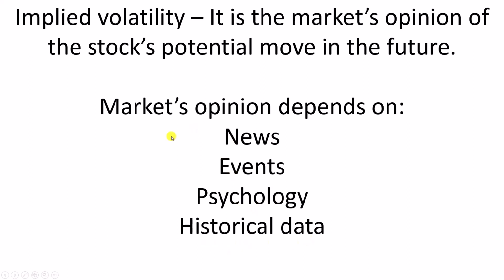And the historical data. The market respects historical data and it also depends on these. Historical data means how much the stock fluctuated over the last 1 month or year. So basically, implied volatility means how much the stock will fluctuate in the future according to the market's opinion. Now this implied volatility is used in the calculation of the premium.